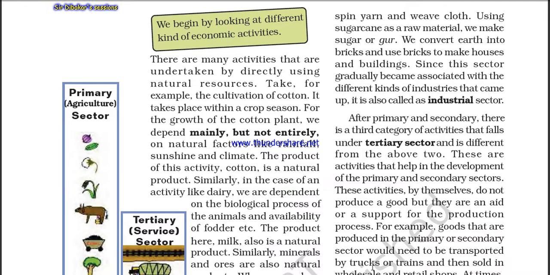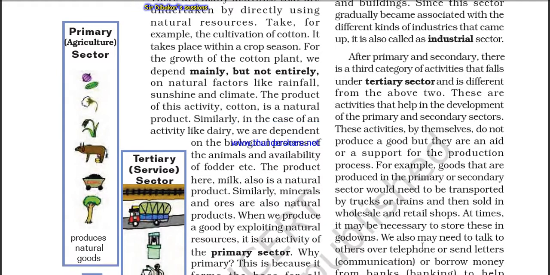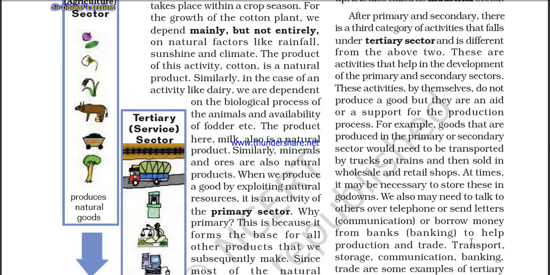Apart from that, there are some other areas that are to be taken into consideration when we talk about tertiary sector. What is it? Goods that are produced in a primary or secondary sector would need to be transported by trucks or trains and then sold in wholesale or retail shops. At times, it may be necessary to store these in godowns. Clear? At the same time, we need to communicate over telephone or send letters, or borrow money from banks to help production and trade.